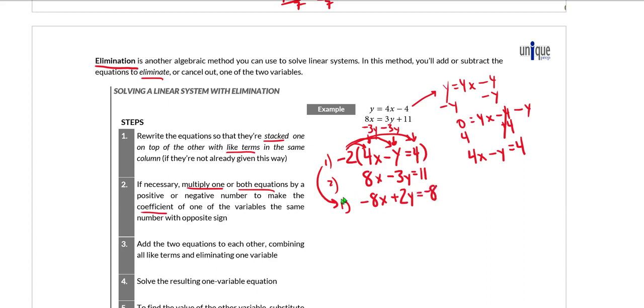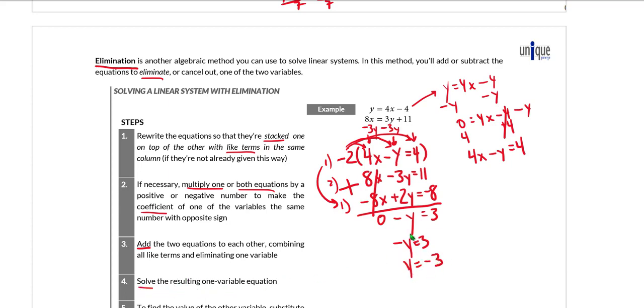And now, in step 3, what we do is we add the two equations, and the result of adding these two equations is that the x terms cancel each other out. 8x plus -8x is 0. That's the elimination step. We've gotten rid of our x variable. -3y plus +2y is -y, and then 11 plus -8 is just 11 minus 8, which equals 3. So that's -y equals 3, and that means if we multiply through by -1, we get y equals -3. So that is our y value.